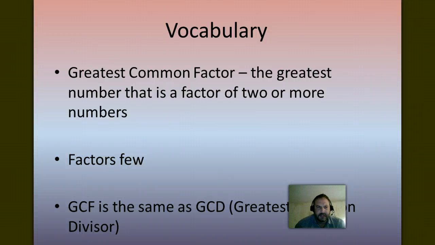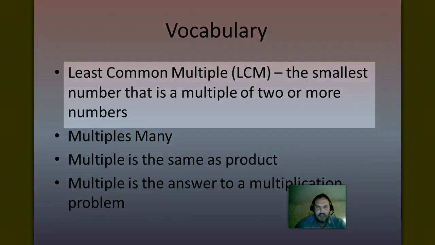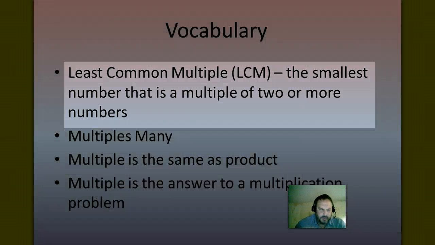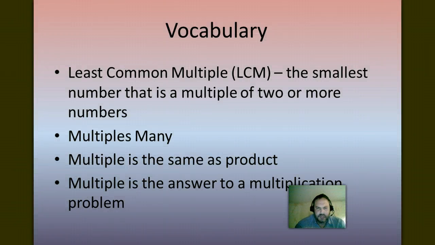Greatest common factor. Okay, the greatest common factor is the number that is a factor of 2 or more numbers. Factors few, multiples many. GCF is the same as GCD, the greatest common divisor. Least common multiple then is a little bit different. This is the smallest number that is a multiple of 2 or more numbers. Think multiples many. A multiple is the same as a product. A multiple is the answer to a multiplication problem.